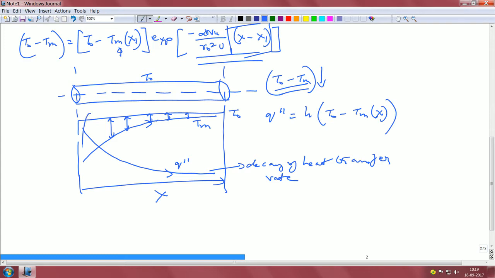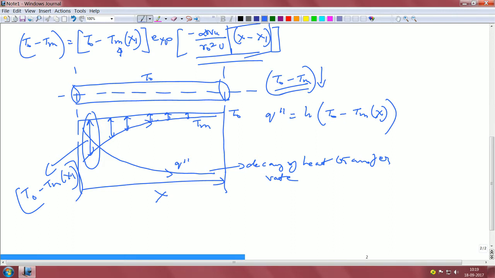So, as x increases, this term should come down compared to what was the initial value. So, the initial value is this one, say. Let us say you can call it T naught minus Tm at x1, right. It slowly comes down from that value, from the initial conditions. So, that is an interesting thing.